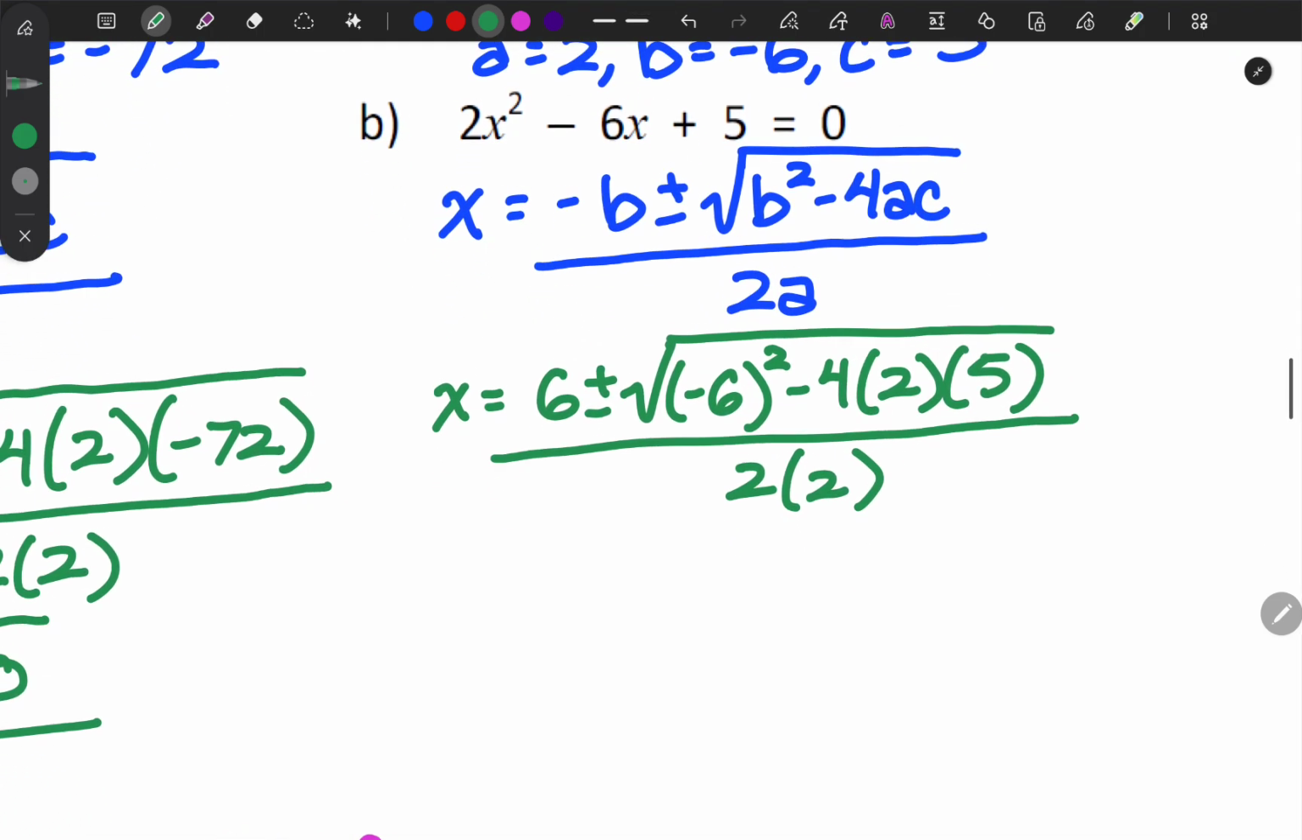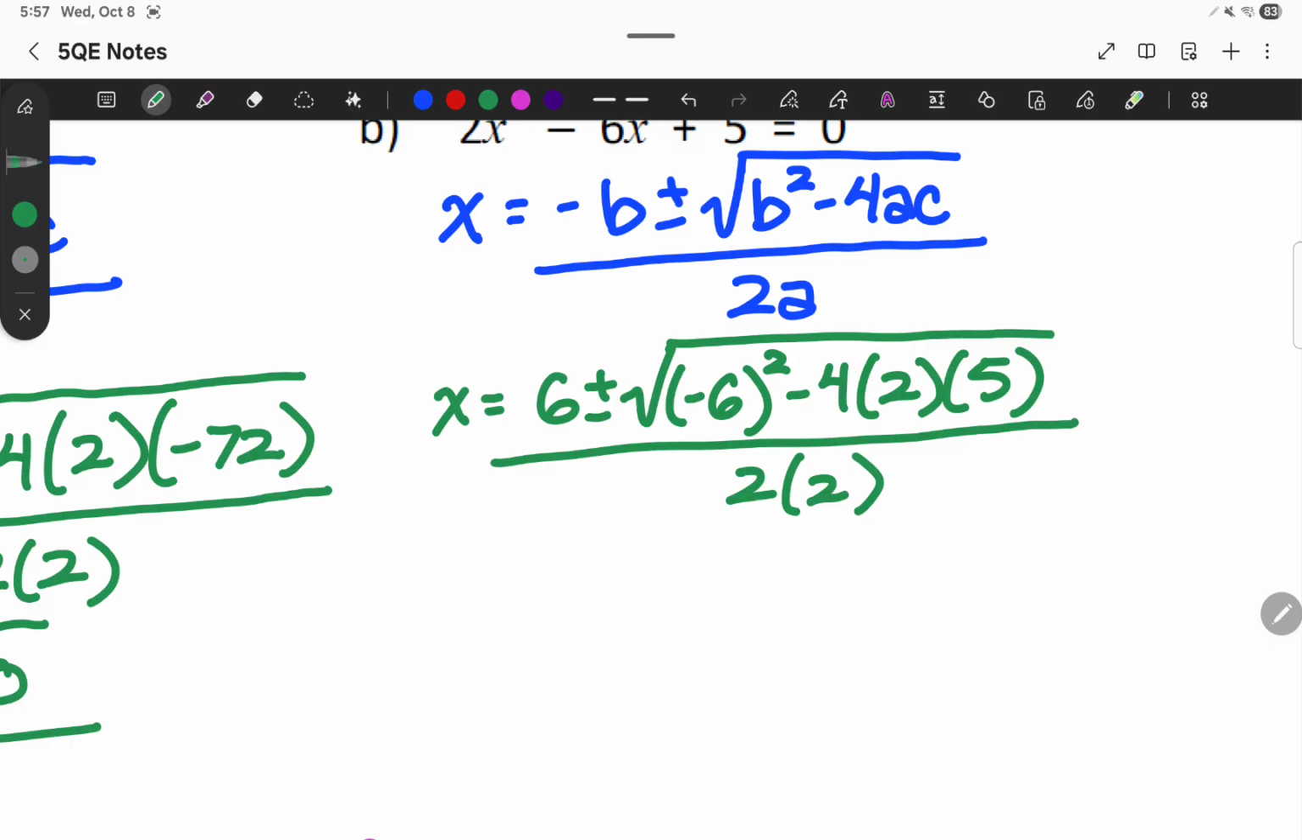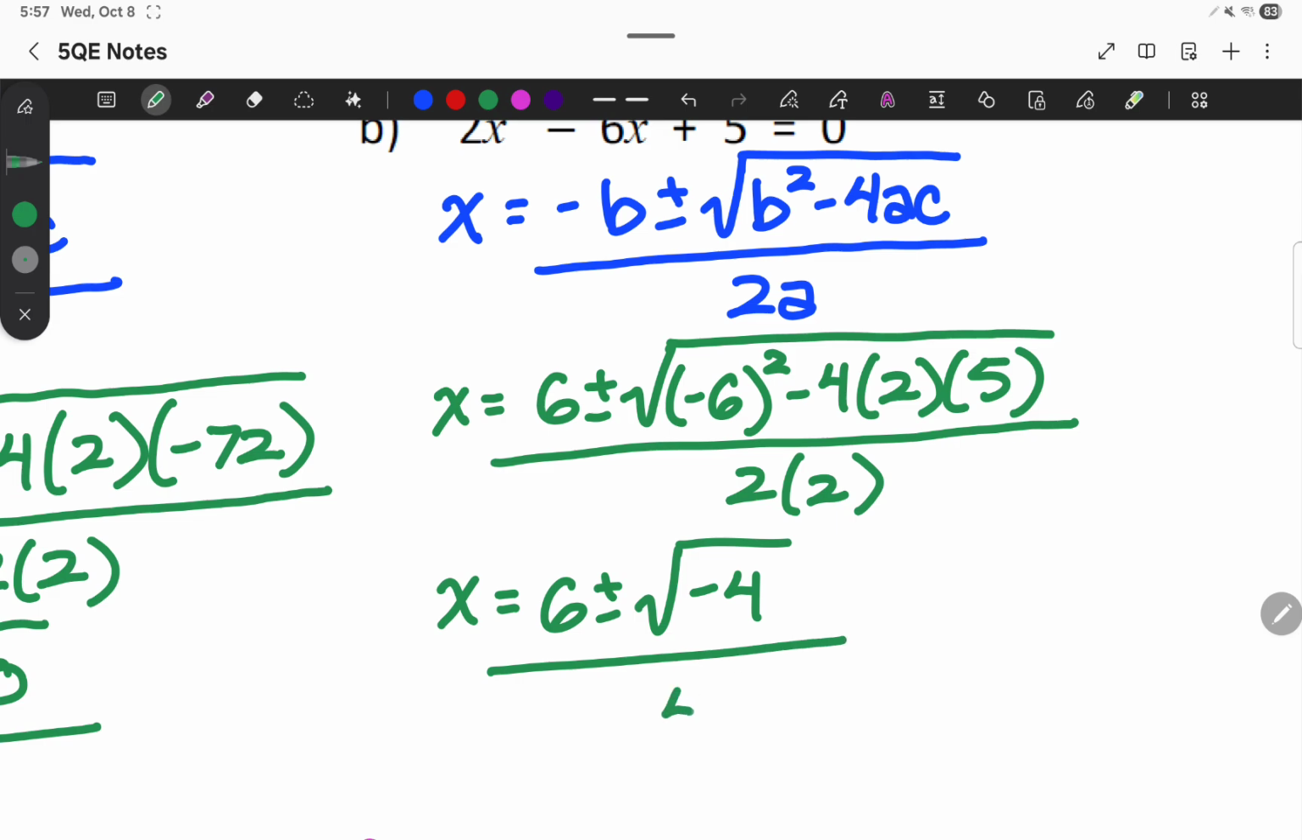Again, notice we have negative 6 in brackets. I'll just highlight that. That's going to become positive 36. Keep an eye out for that. And again, let's simplify that. So we have 6 plus or minus, underneath the square root, we're going to have 36 minus 40. So that is actually negative 4 over 4.